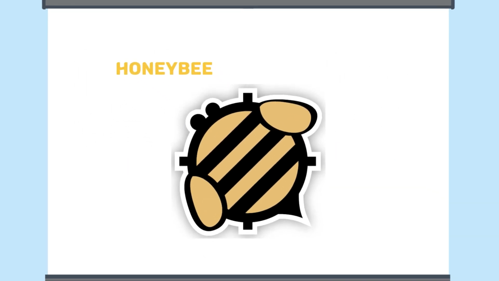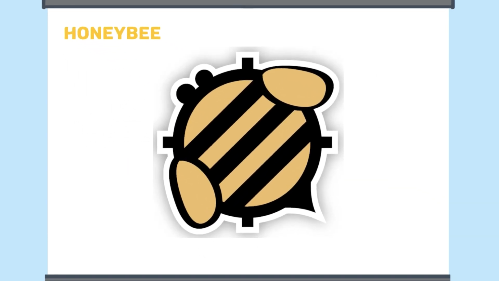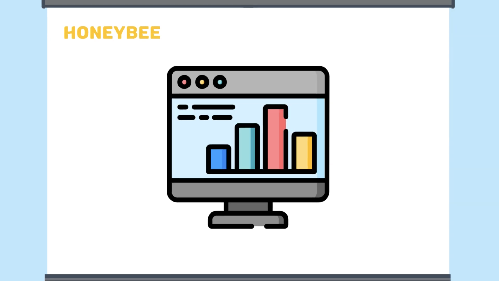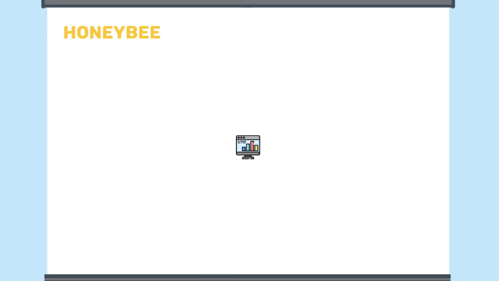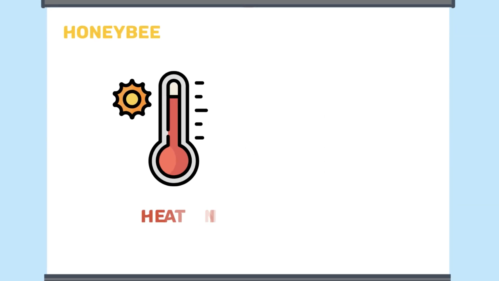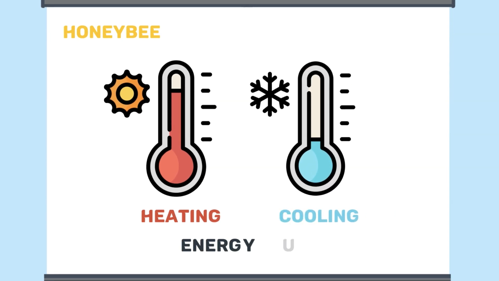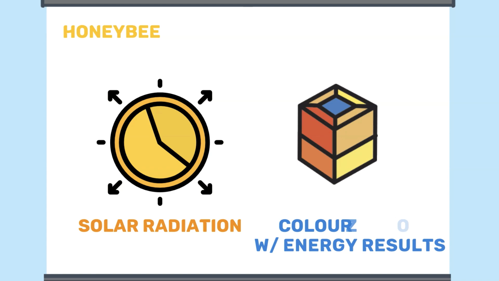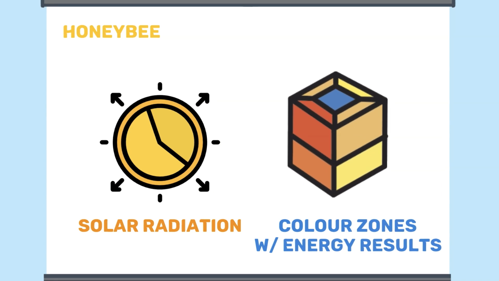Honeybee, for example, is an open-source Python library to create, run, and visualize the results of daylight and energy analysis. Honeybee uses Python-based models to calculate heating and cooling energy usage and advanced solar radiation, generate colorized zones with energy results, and run energy simulations.